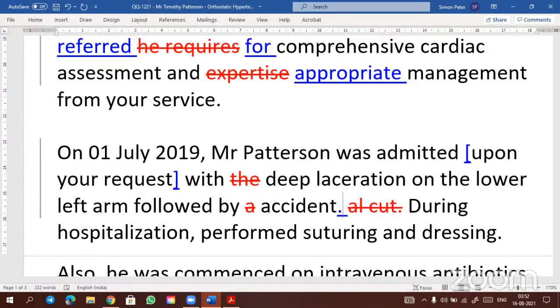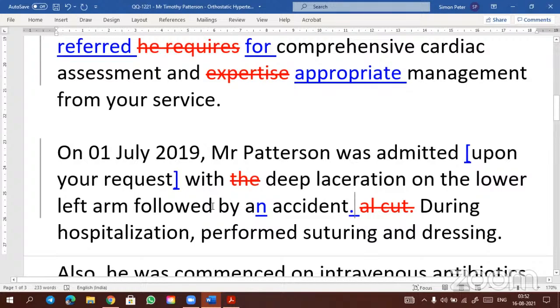Logical reason. So now, with a deep laceration on the lower left arm followed by an accident. So we can say here, an accident, followed by an accident. Now here, instead of followed by, or following, you can say due to an accident, because of an accident, something like that. Following an accident, this deep laceration following an accident. So you can also say due to an accident, or because of an accident, or following an accident.